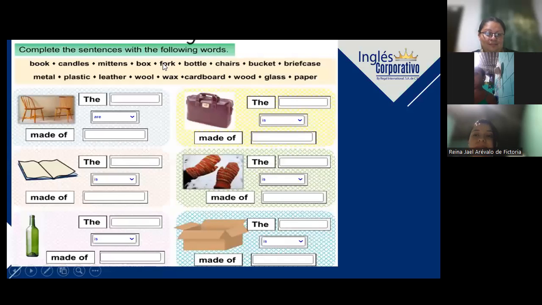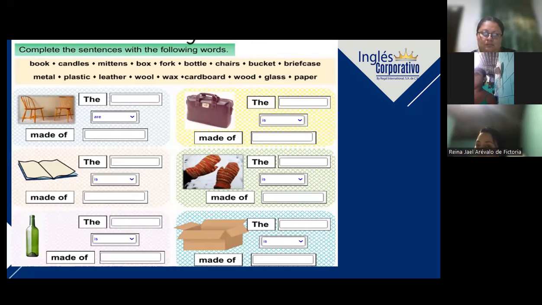That's very important. Well, let's continue with the following things, because there are some things that maybe we need to talk about. Complete sentences with the following words. You have to check the vocabulary. Book, candles, meters, boxes, fork, bottle, chairs, bucket, briefcase, metal, plastic, leather, wool, wax, cardboard, wood, glass, paper. What I want you to do is check these objects and complete the sentences with the words "are made of," and then you write the word. For example, the book or the notebook: the notebook is made of, and you write the word.